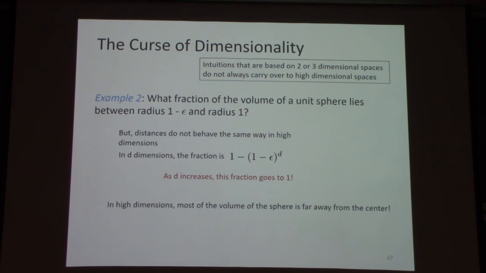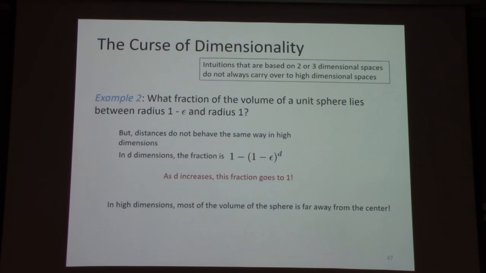And I can keep going, increasing the dimensionality. It's not terribly hard to prove that in d dimensions, the fraction of points that live on the surface is 1 minus (1 minus epsilon) to the power d, where d is the dimensionality.